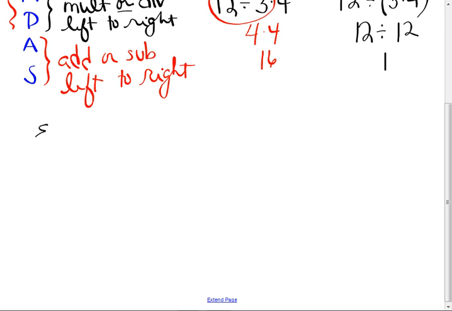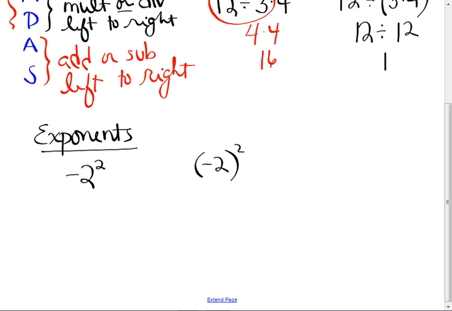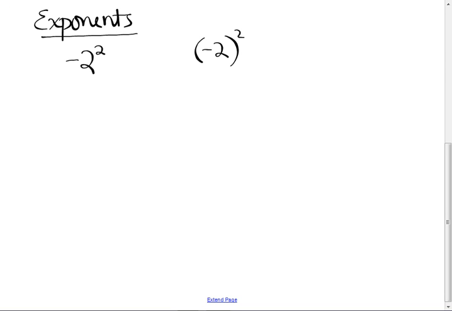What are we going to do with these exponents? And this causes problems in all grade levels. I don't care what grade you're in. I don't care what math class you're in. It causes a problem. I want you to look at this problem and this problem. Do they look the same? No, they're not. They don't look the same. This has parentheses, right? What does this mean? This means negative 2 times negative 2.